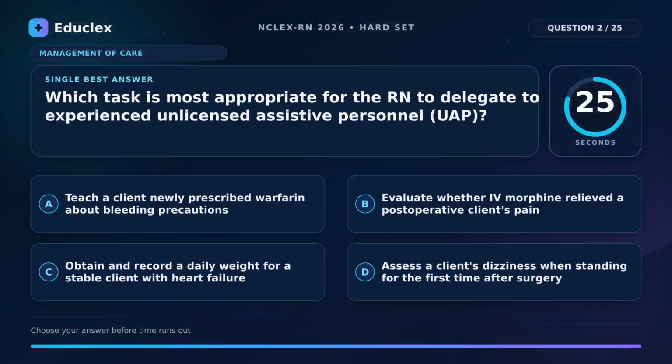Question 2. Which task is most appropriate for the RN to delegate to experienced unlicensed assistive personnel, UAP? Here are the options. Option A. Teach a client newly prescribed warfarin about bleeding precautions. Option B. Evaluate whether IV morphine relieved a postoperative client's pain. Option C. Obtain and record a daily weight for a stable client with heart failure. Option D. Assess a client's dizziness when standing for the first time after surgery. Your 25-second thinking time starts now.